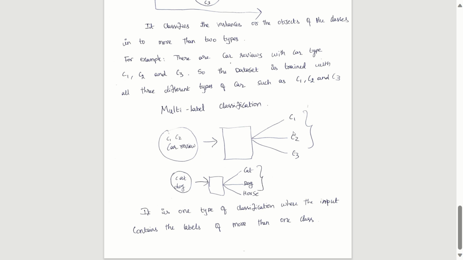In another example to understand this clearly, let's say we have a picture of a cat and dog, and we give this cat and dog image as input, and the output would be cat, dog, and horse divided. The cat and dog will combine together in this case as it has both classes in the input label. So this is multi-label classification. Here we come to the end of the session.